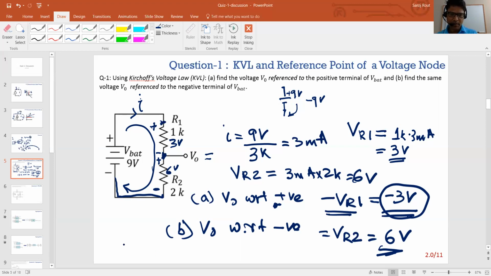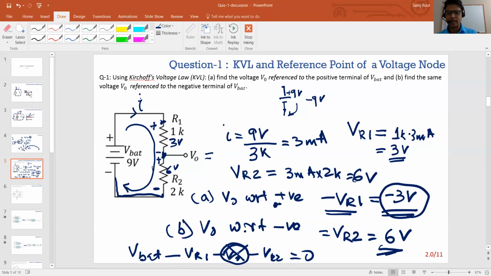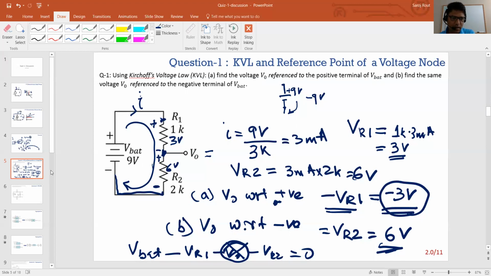So I saw a lot of people writing the KVL as V bat minus VR1 minus V naught minus VR2 equals 0. But this is not a branch, it's just a node, right? That's clear, right? Okay, so let's go to the next question.